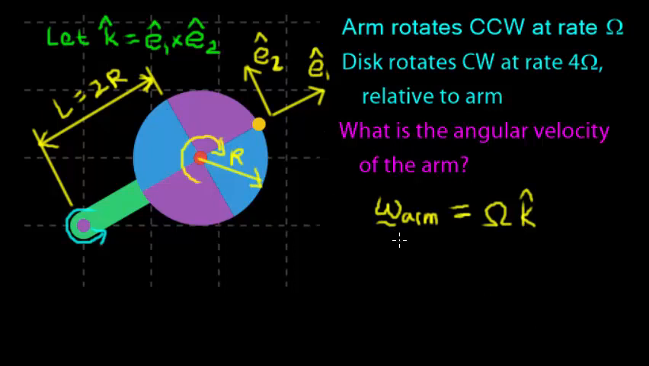Now I get the angular velocity vector, omega arm, let's say. The angular velocity of the arm would be in the K hat direction, and it has magnitude omega. Omega is the rotation rate, so omega rotation rate in the K hat direction. There's my angular velocity of the arm.